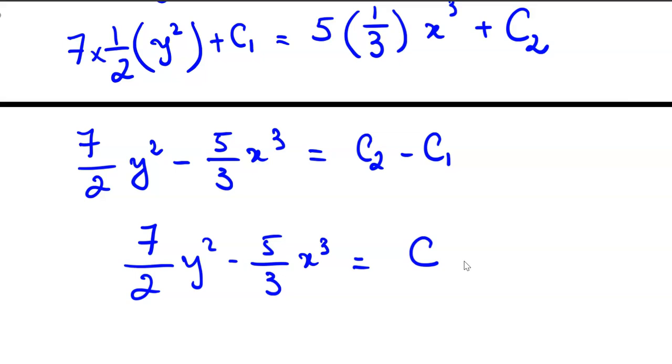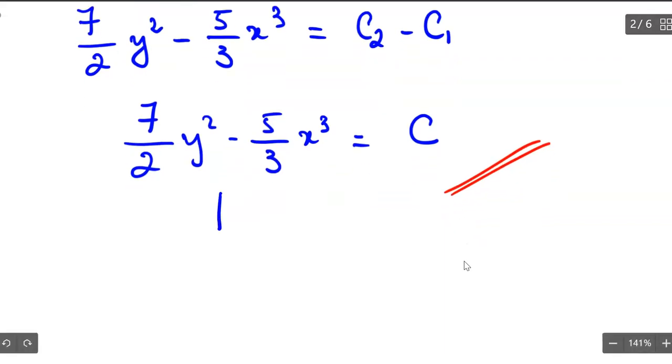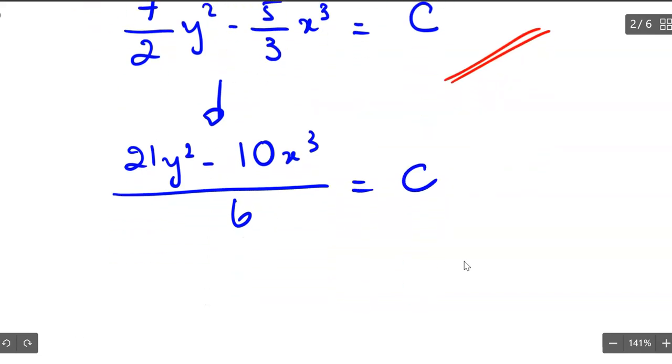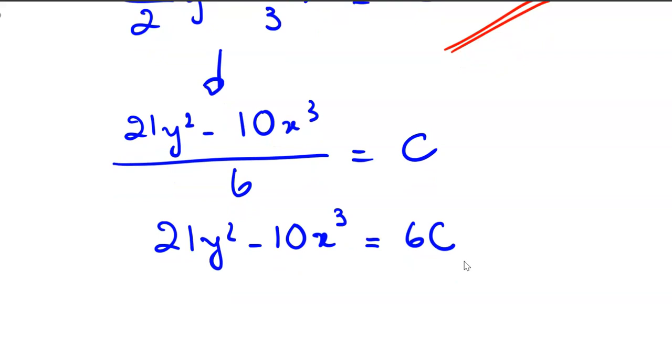So there are a few ways that you can express the solution. If you want to simplify this further, I will take common denominators. So I will have 21y squared subtract 10x to the exponent 3, everything divided by 6, equal to c. Then I can write it as 21y squared subtract 10 times x to the exponent 3 equal to 6c.